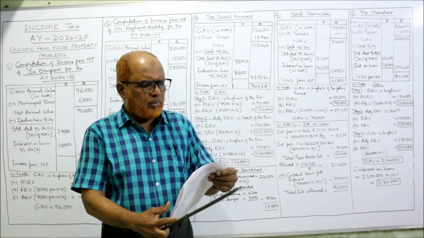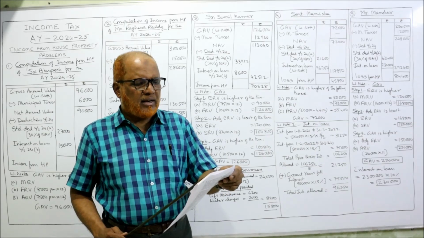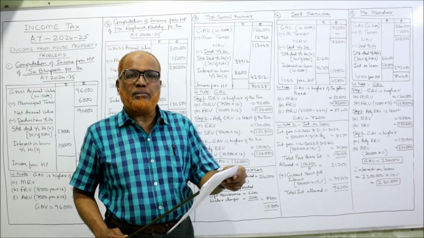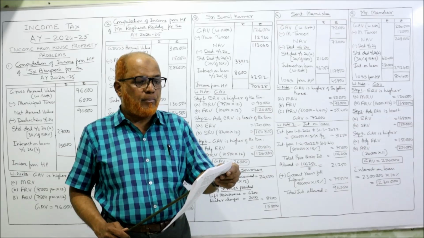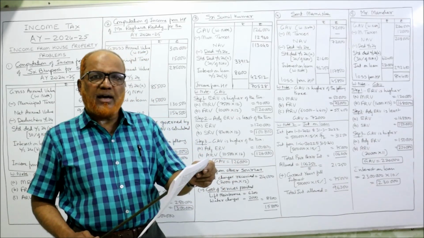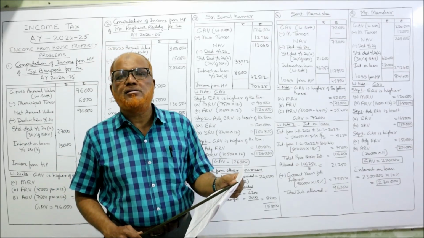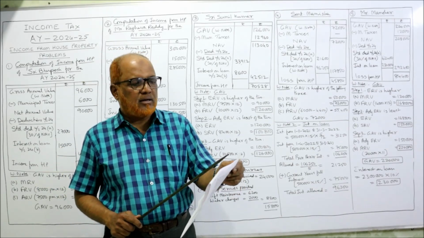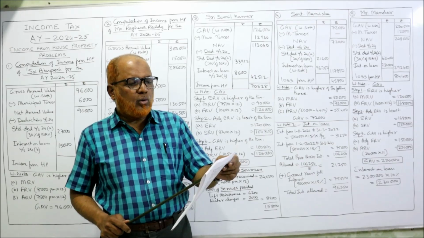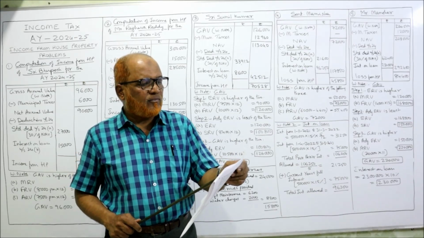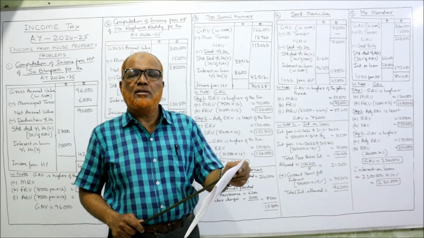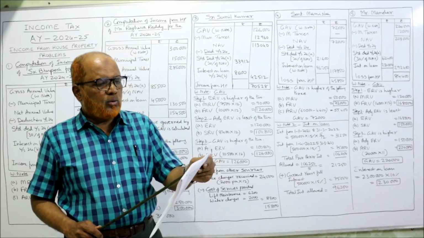The house was occupied throughout the year. The MRV is 1,20,000, municipal taxes 10%. So 10% of MRV, so 10% of 1,20,000 is 12,000. Standard rent. Again standard rent is given. The house is governed by Rent Control Act. K.R. Reddy could have obtained a similar house at a rent of 14,000 per month. This is the FRV.